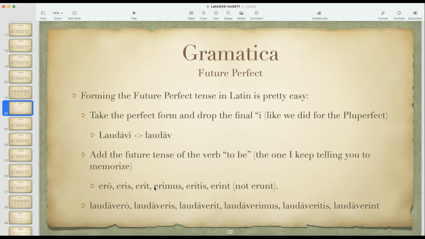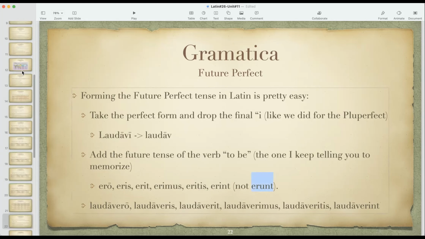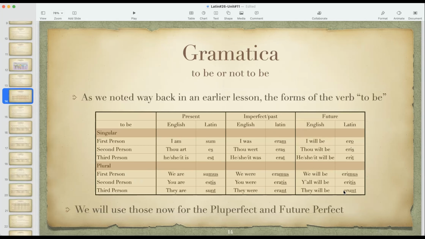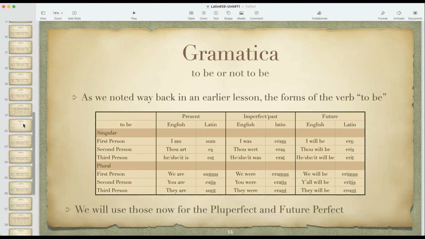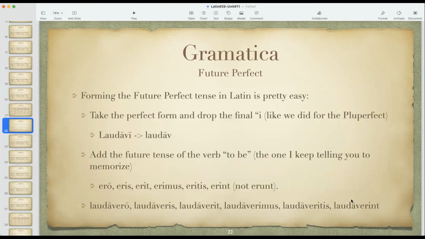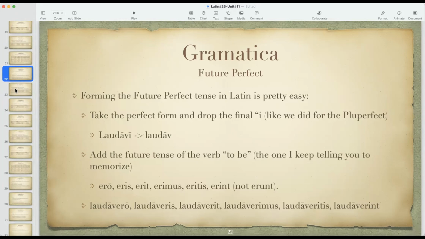And we stick it onto the verb, onto the root there. Now, erunt is actually, let's go back here. Erunt is they will be, okay. But for the purposes of these endings, it is erint with an I, which is kind of nice because that means they're all I's across the board. So you do have one little wrinkle in there.